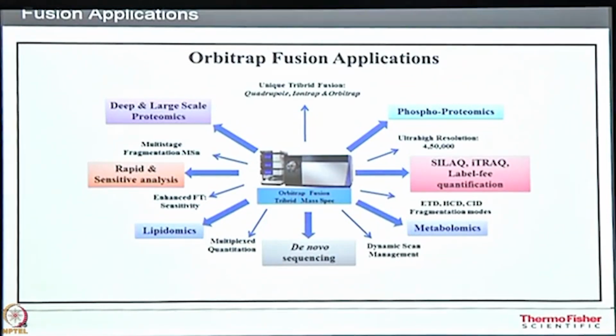The Fusion is not only for identification, it can do many things. Right now we are doing deep proteome analysis and label-free or label-based relative quantification. It can do phosphoproteomics, it can do lipidomics, it can do metabolomics. So you can use this instrument for different kinds of analysis.